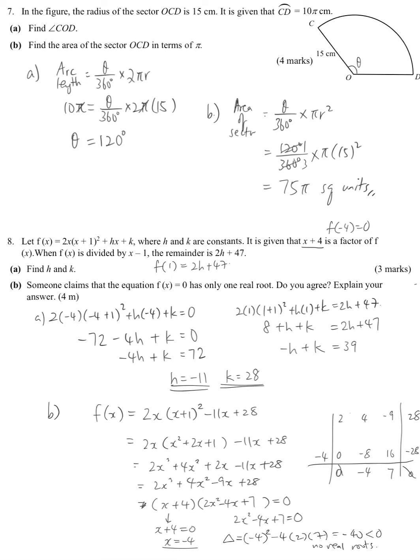So there is actually only one real root, so the claim is agreed. Since there's only one real root, therefore the claim is agreed. The only root being the negative 4, and then there's no roots in the second part, so only one real root. And that's number 8 done.